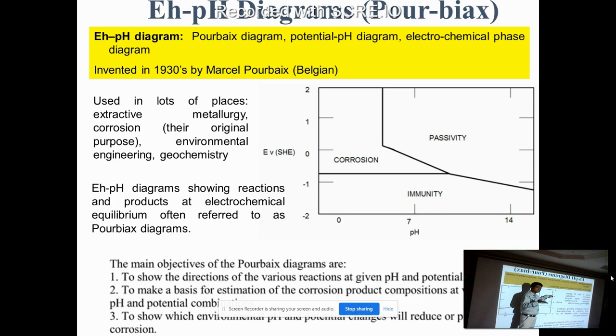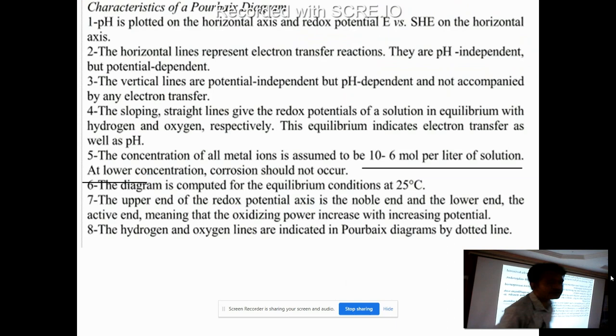Potential independent, because I am varying the potential, but I am not getting any change in the pH values. See, if I change this and this is also changed, that means there is a relation between potential and pH. But here I am changing the potential values, but my pH is not going to change. So potential independent or pH dependent. Fine. So that is what the vertical lines represent. Vertical lines represent potential independent, but pH dependent.